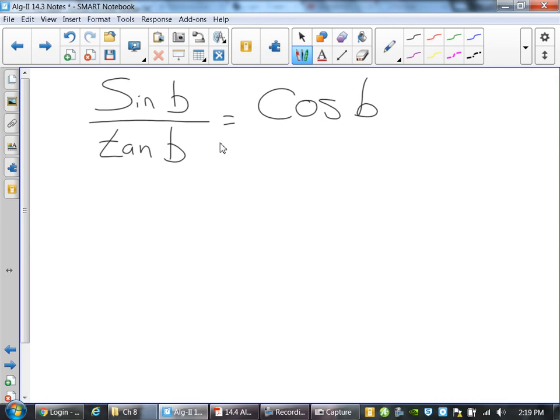So a lot of times, what I wind up doing is I usually don't write the variable. It's bad form, but it's cleaner. It's only going to work because all the variables are going to be the same. You're not going to see any problem that has different variables, okay? So if I just say sine over tangent, I want to show that it equals cosine. That just means that it has some theta, some x, some b. That's always the same. Does that make sense?